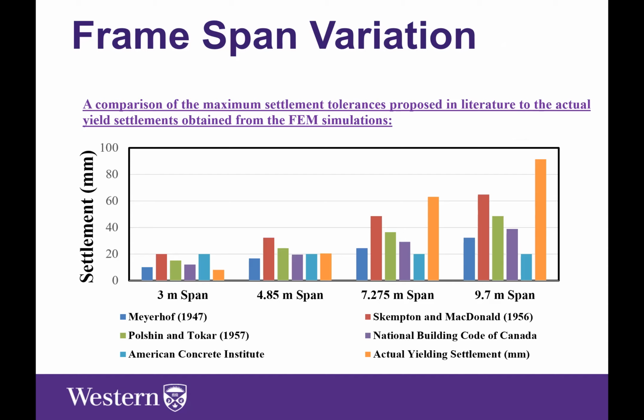Okay. And so if we look at the 3 meter span and 4.85 meter span, we're going to find that the Poulos and Tokar and the Skempton and MacDonald limits, they fail. So the Skempton limit fails by 32%, while the Tokar limit fails by 18%. So it fails to give you a conservative estimate.